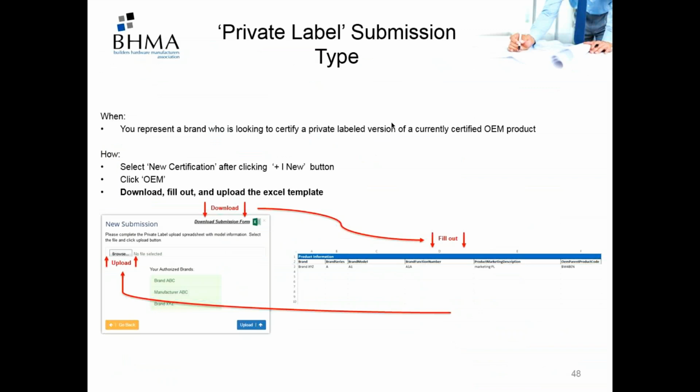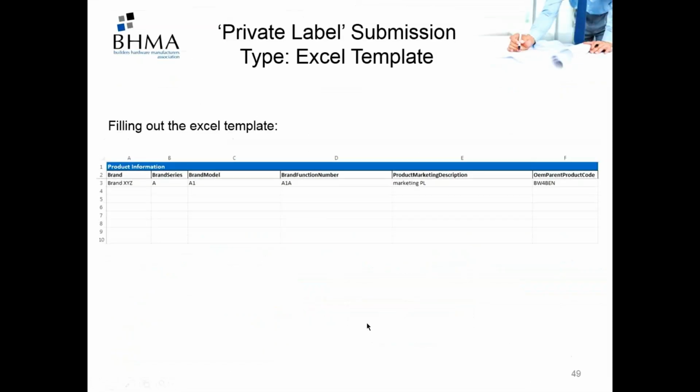So again, pretty similar in terms of clicks as it was for the OEM. You will notice that the template for the private label is much simplified as compared to the OEM. So you click your download submission form link, it'll bring you this different template. You'll fill it out, you'll save it, and then browse for it and upload it. So let's take a closer look at this different template for private labels.